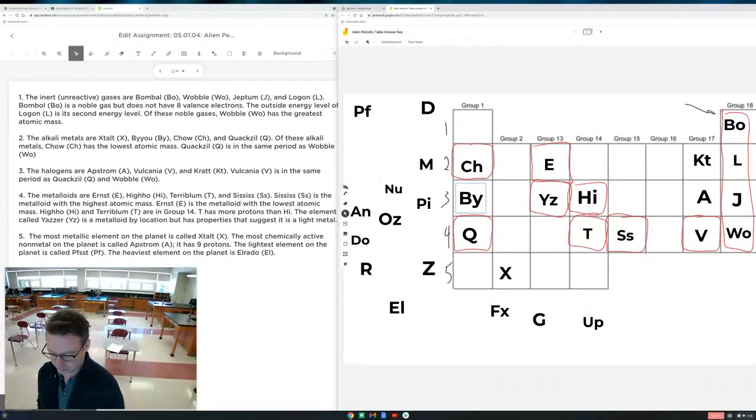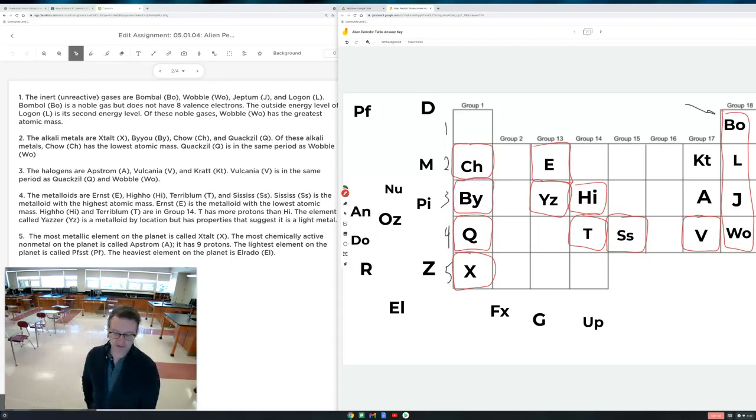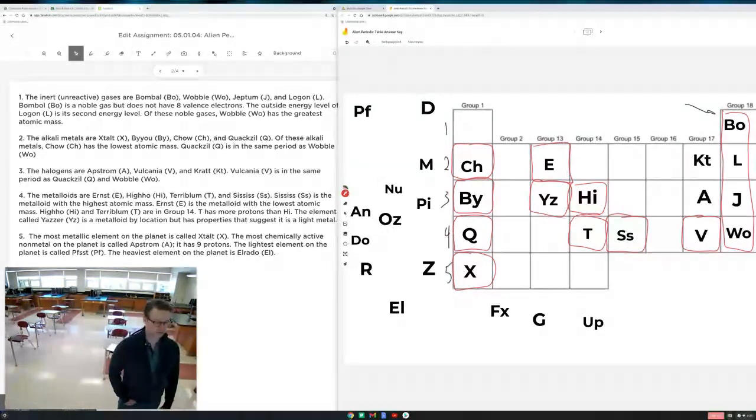So I'm actually going to switch these around. So now I know that this is in the right place. And since the only other alkali metal is By, and that's the only spot left, I now know that that's locked in the right place. Okay, and then it says the most chemically active non-metal is A.